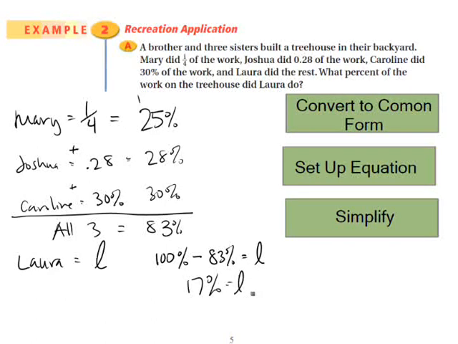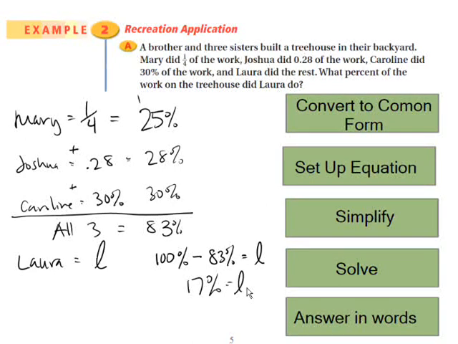Simplify the left side of the equation. 100 minus 83 is 17, and 17% equals L. There's no more work to do to solve the equation. We already know the solution is 17, or 17%, but it's a word problem, so answer in words.